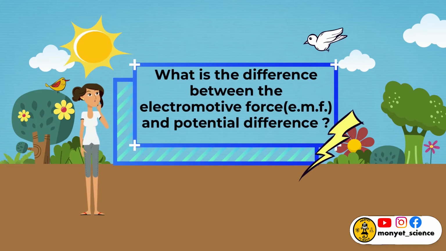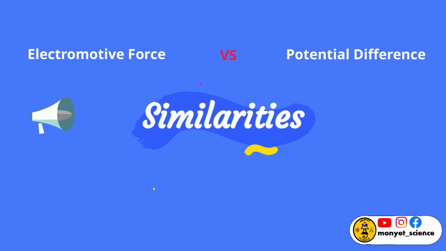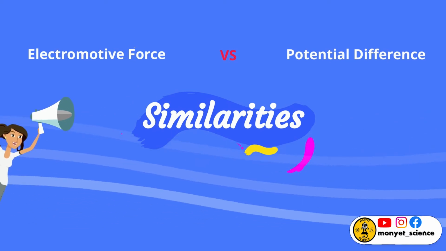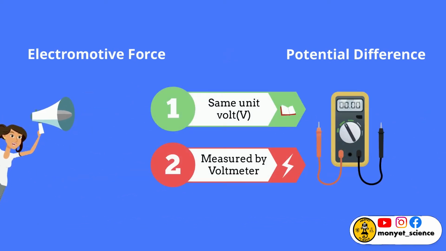What is the difference between electromotive force and potential difference? Let's first look at the similarities between electromotive force and potential difference. The first similarity is that they use the same units, volts. The second similarity is that they're both measured by a voltmeter.